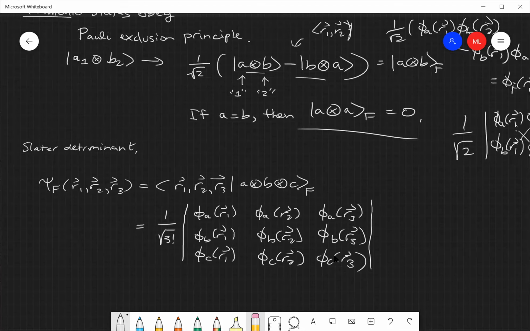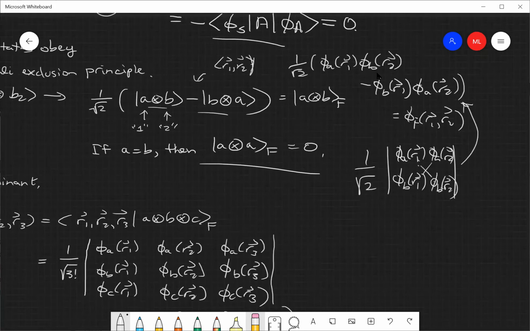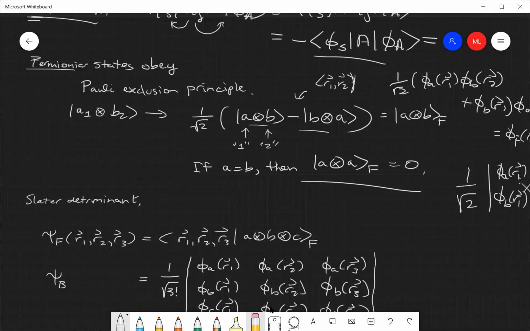So you can also write the bosonic one as a kind of determinant, except you take all the minus signs and turn them into plus signs. Otherwise, the counting is the same. Like for the 2x2 one, you would just take the minus sign and turn it into a plus sign. That'll give you the bosonic one. Okay. Anything else? I'm going to clear this.